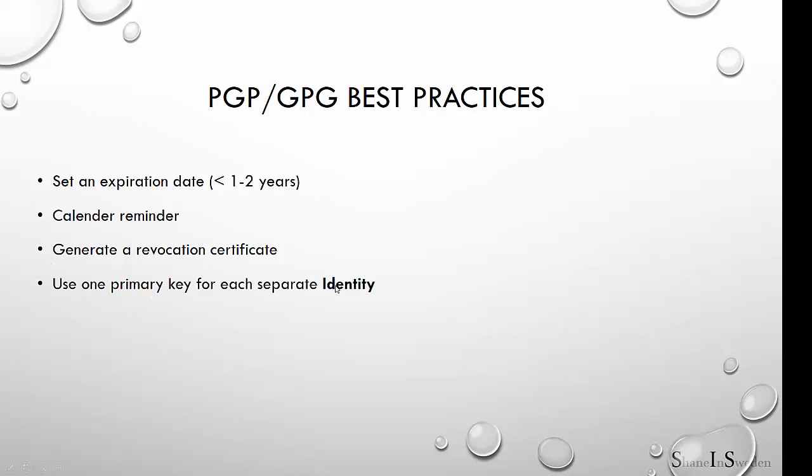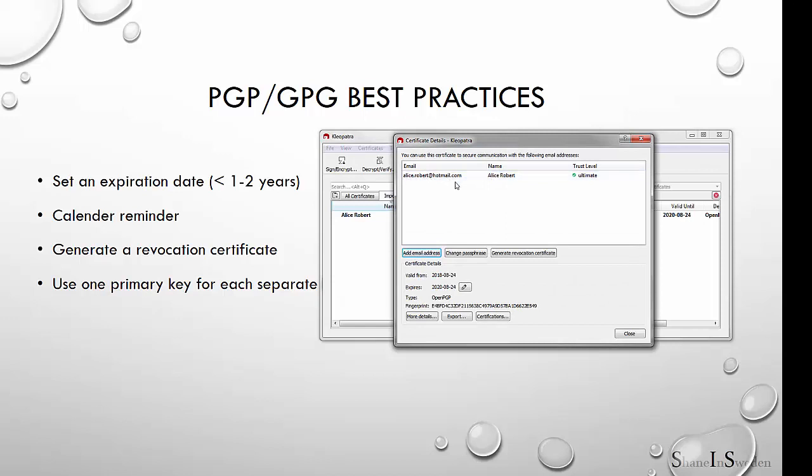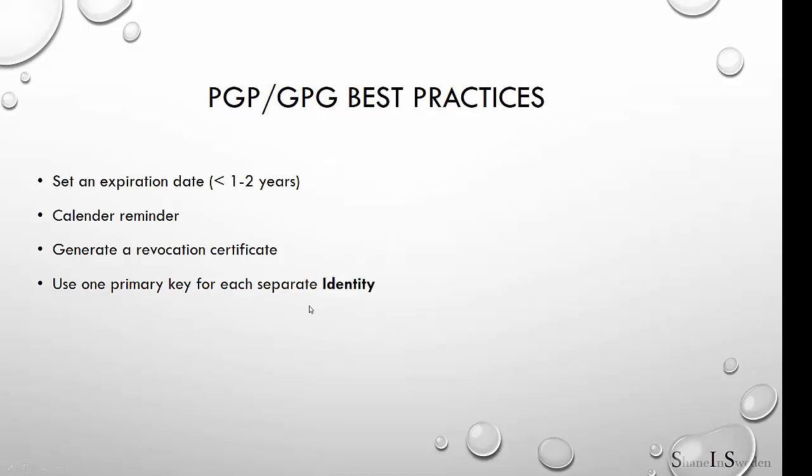Okay. Another good point is to use a separate primary key for each identity. So here we have Alice. She's using this for public communication or communication with her friends. Alice may be sending communication inside her job role, or she may be doing it as a public blogger, and so she might want separate identities.